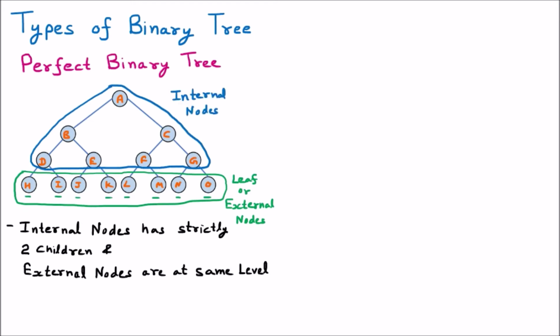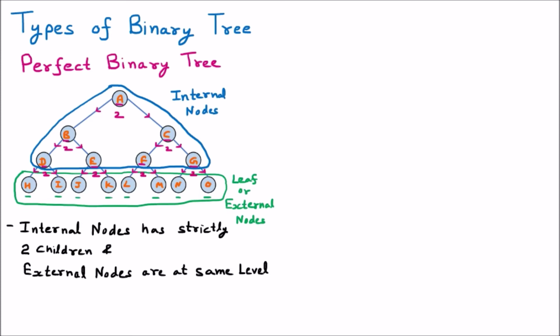Now the definition says that internal nodes have strictly 2 children. If we talk about node A, then A has 2 children, satisfied. Then B has 2 children, condition satisfied. Then C has 2 children. Then D has 2 children. Then E also has 2 children. Then F has 2 children, and G also has 2 children. So the first condition is satisfied.